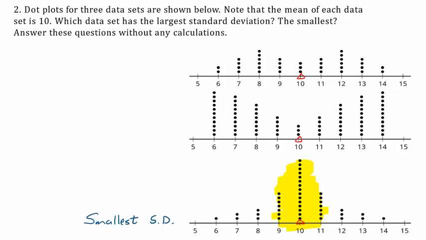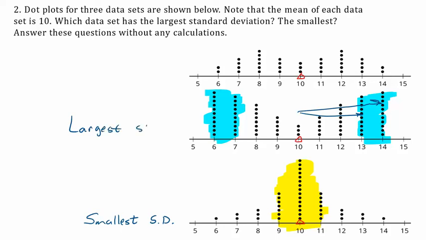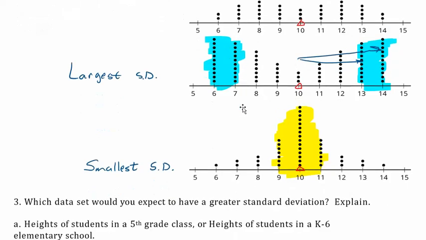So the largest standard deviation is going to be where a lot of the data is away from the mean, and I'm seeing that here. A lot of the data values are very far away from the average. Now, this first one's pretty spread out as well, but it's got a lot of these around 8 and 12, which are only 2 away from the 10. Whereas this one has got a whole bunch of data 4 away from the 10, so that's going to be pretty spread out. So I'm going to say the largest standard deviation is going to come from this middle data set. All right, let's look at number 3.